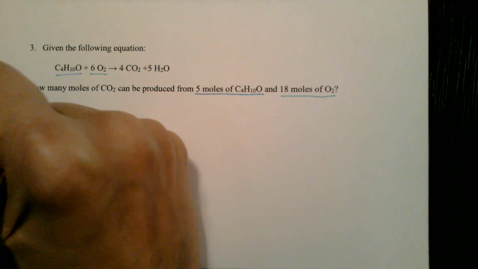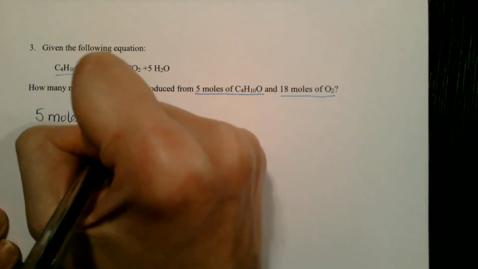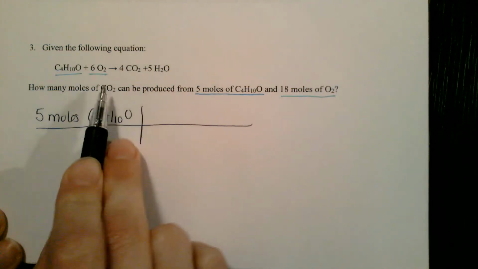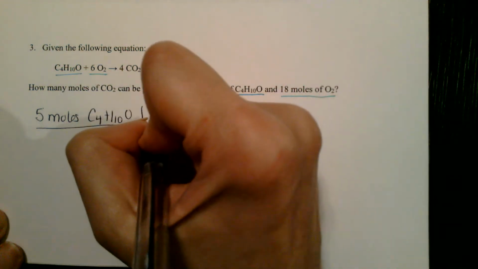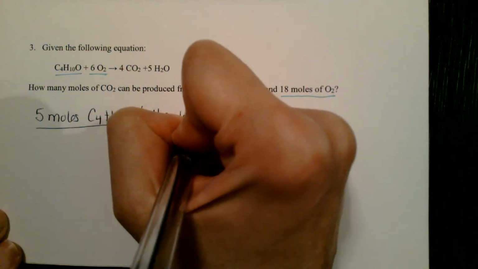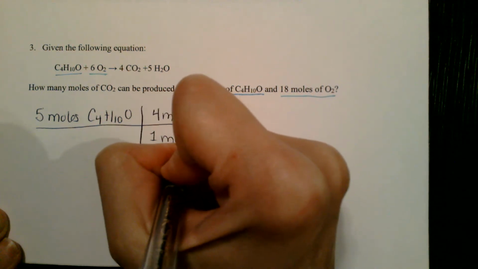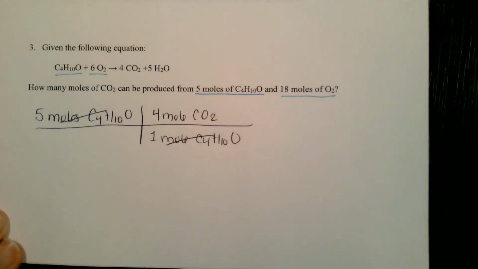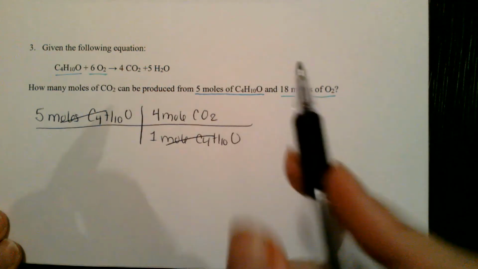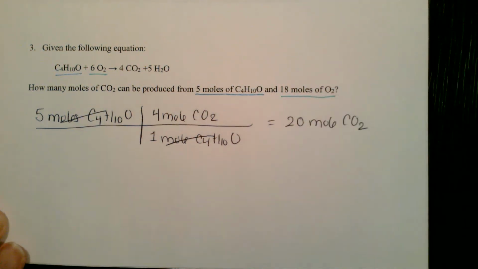Okay, so we'll start with 5 moles of C4H10O. They're asking for CO2, so I'm going to see how much CO2 I can make. I have 4 moles of CO2 for every 1 mole of C4H10O. So C4H10O cancels, and we end up with 5 times 4 equals 20 moles of CO2. So if all of that reacts, we can make 20 moles of CO2.